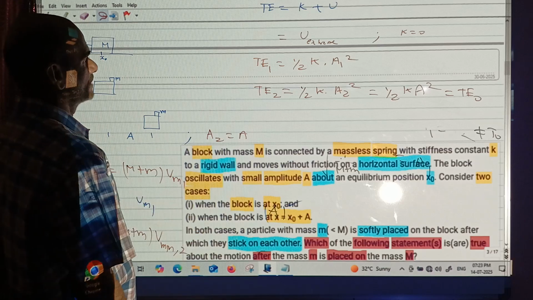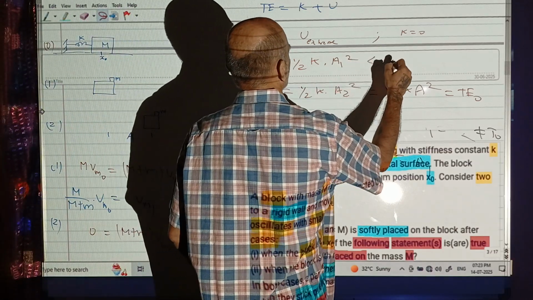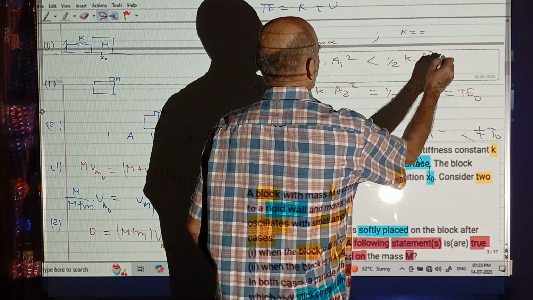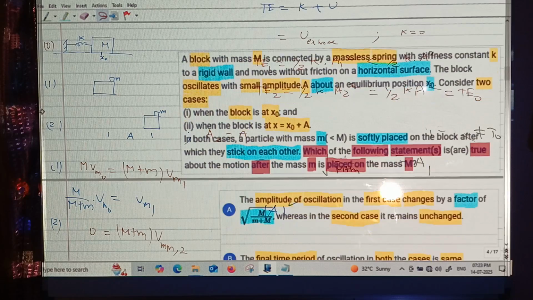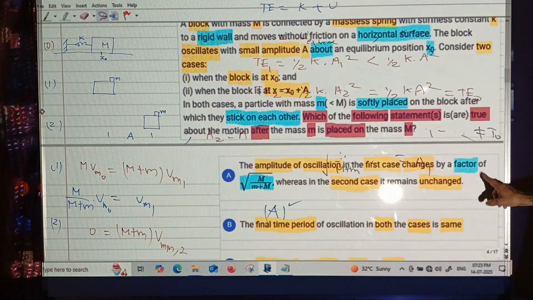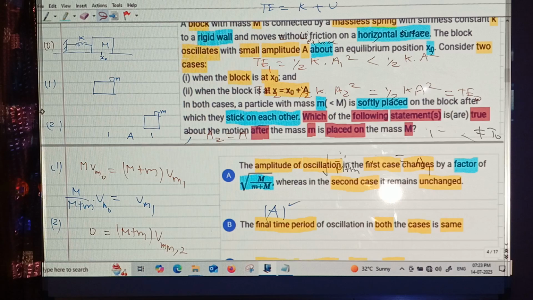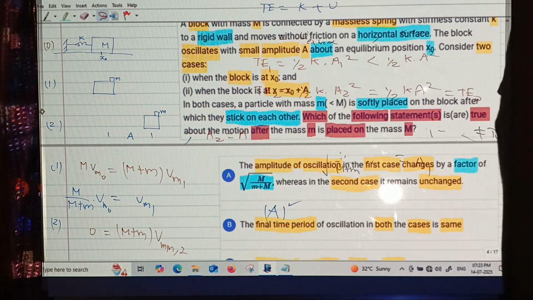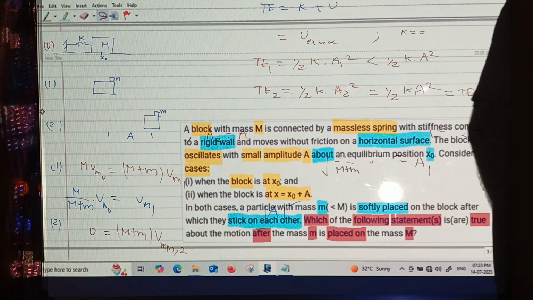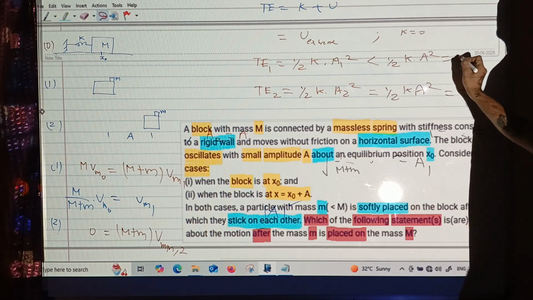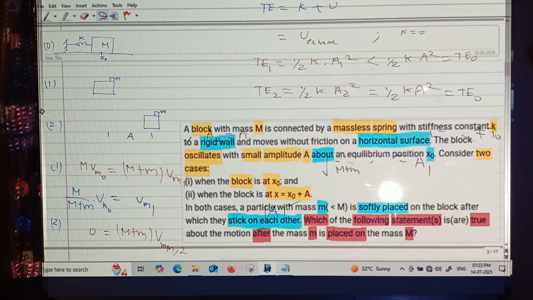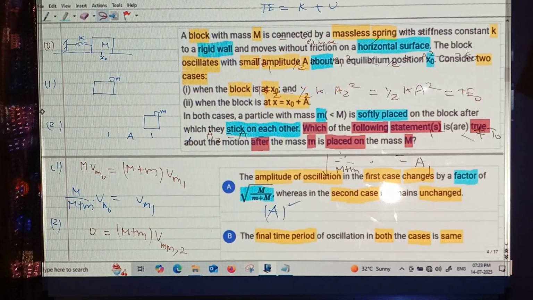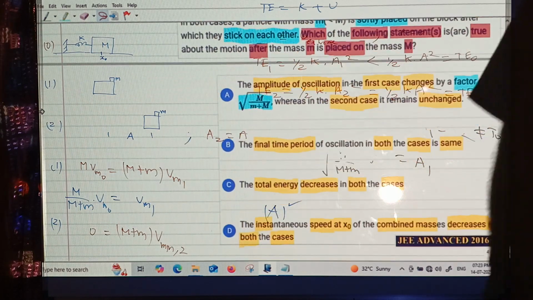But a1 is less than a. That is the first option that we check. So this is less than half k a square, because a1 is less than a by a factor. In the first case the amplitude changes by the factor root of m by m plus n, so it has decreased. So total energy in the first case is less than total energy in the initial, 0th case. The energy has decreased in the first case, not in the second case. So option C, the total energy decreases in both the cases, is wrong.